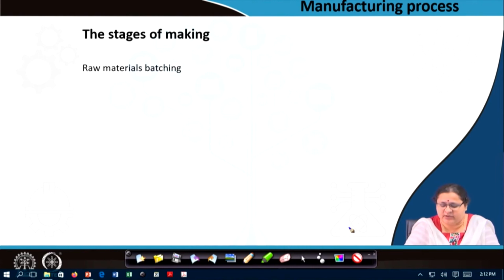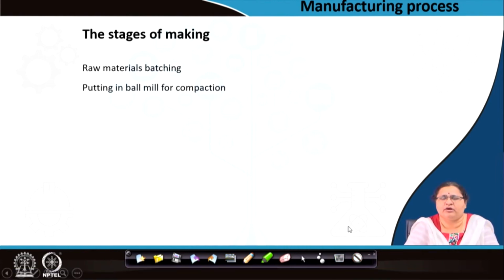Next stage is you are going to put it in the ball mill for mixing. In the ball mill, the entire batched items are mixed together before it goes for compaction. During the mixing process, all ingredients are mixed thoroughly so that you get a very uniform mixture. Once that is done, you put it into the molds where it is pressed with the help of a hydraulic press, which leads to compaction of the material.